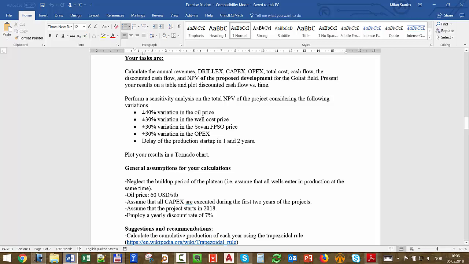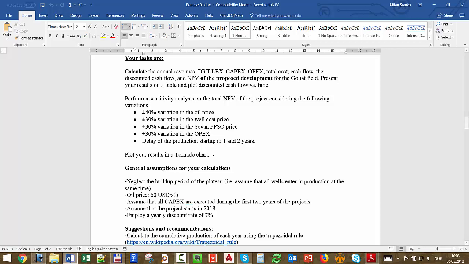For some reason I had a problem. I could not drill, I could not tie, for example, a flow line. I could not drill in the time I expected. So how is that going to affect my project, to have delayed revenue? And you have to plot your results in a tornado chart, just like if you were going to make it for a PDO. Okay?